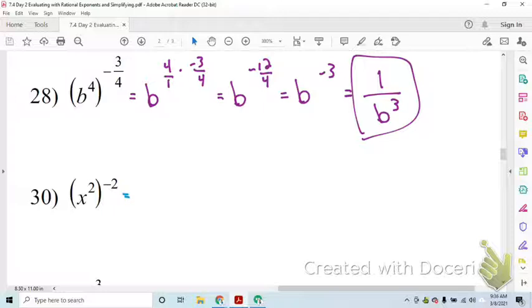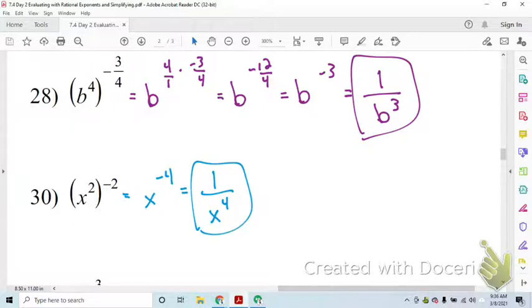Now, this next one is x to the, no worries about fractions, 2 times -2 is -4. So this would be 1 over x to the 4th. And that's it. We're done.